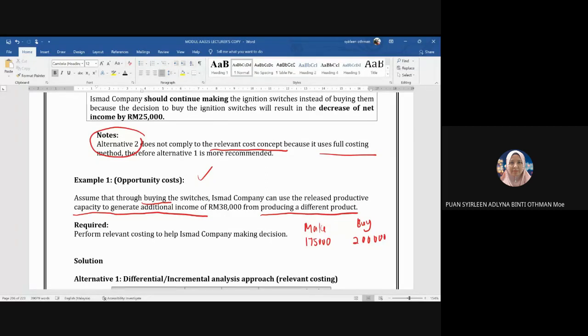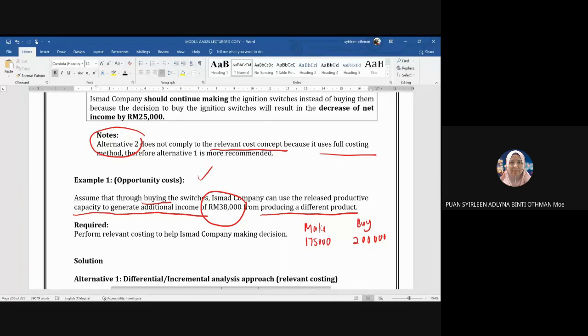Katakan sekarang, kita dah kira tadi. Make is 175, buy is 200,000. Tapi dia tambah pula satu lagi additional information. Dia bagi tahu, if you decide to buy, that machine yang kita tak guna tu, kita boleh guna untuk buat something else dan benda tu akan generate income with the amount of 38,000. Maksudnya, saya boleh guna machine tu untuk produce something, lepas tu saya jual dekat orang dan saya dapat income sebanyak 38,000. Adakah ini akan mempengaruhi decision saya whether to make or to buy? So maknanya dia tambah another costing for you to calculate.